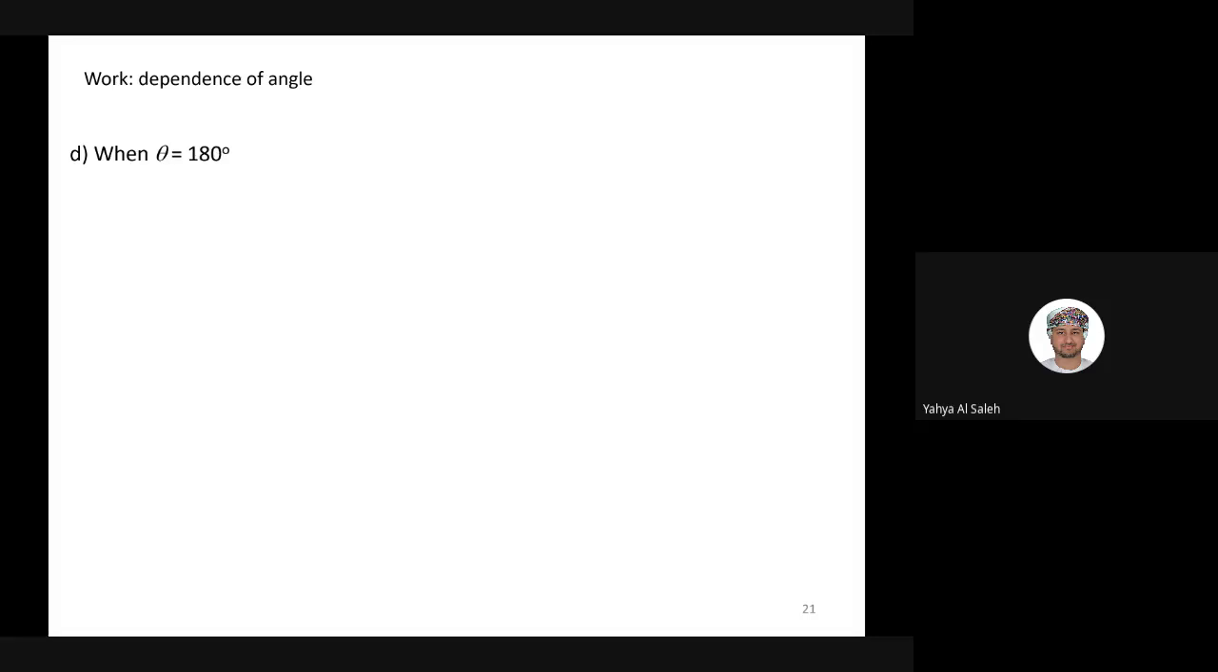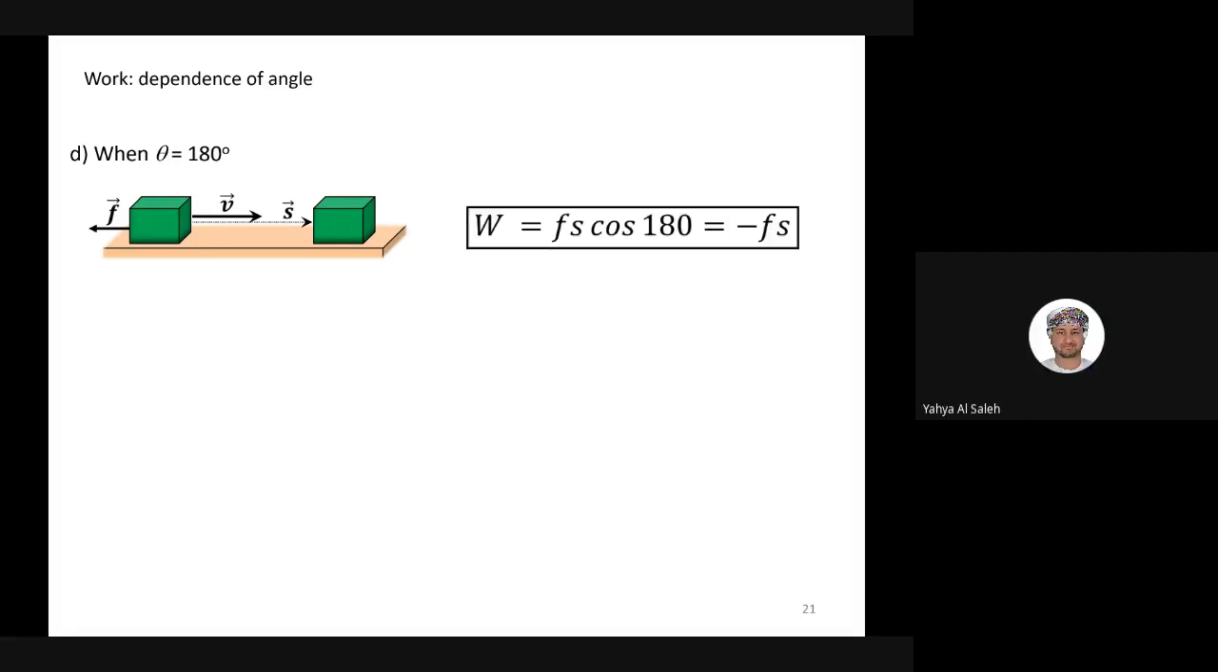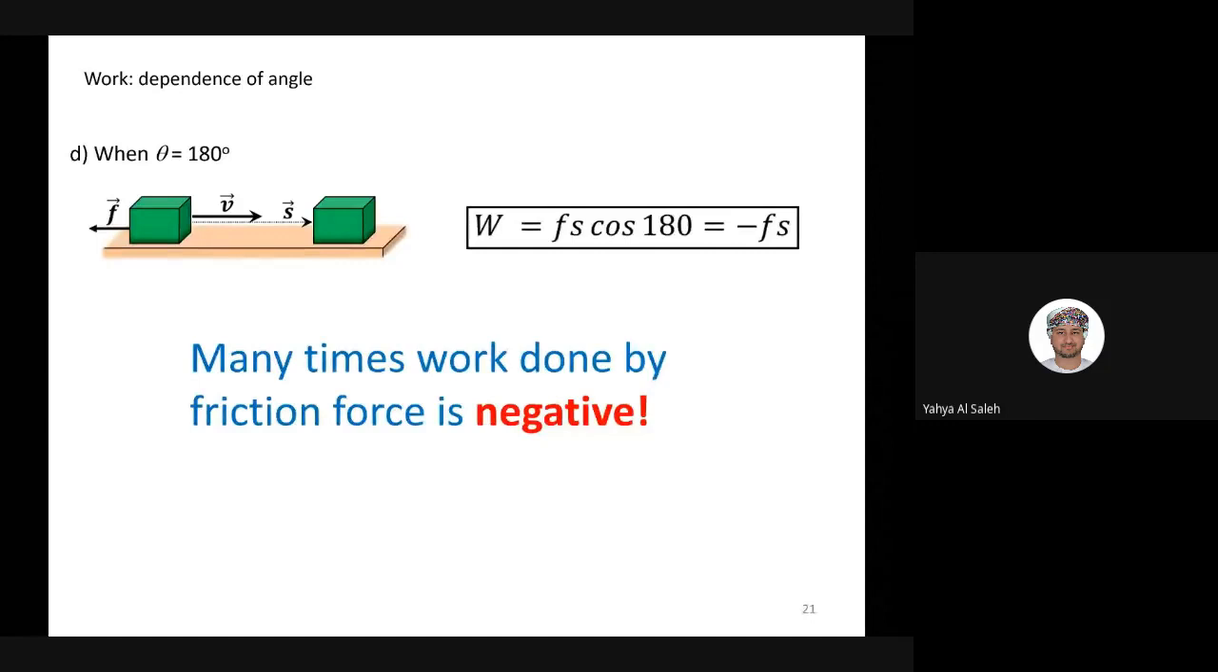When theta is equal to 180 degrees, I have cosine 180. So say, for example, I am moving something to the right, and then friction is to the left. What is the amount of work that friction does? Negative. Minus. So it's going to be minus, right? And many times the work done by friction forces is negative. They take energy away from the system.